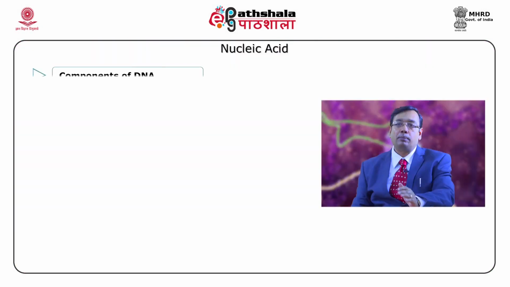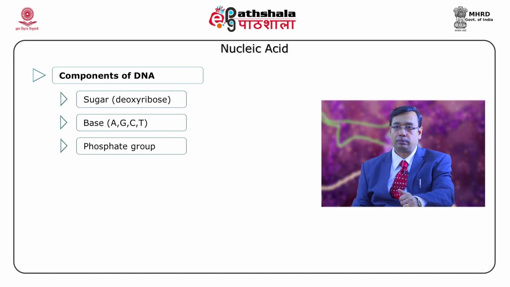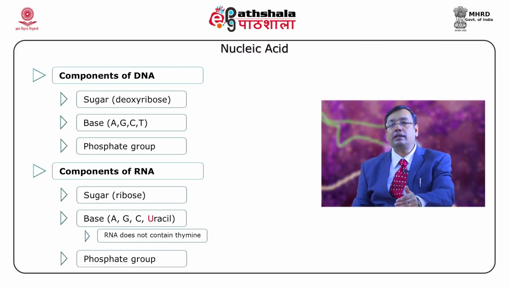Now come to the nucleic acid sequences. Nucleic acid is the component of DNA, which has the deoxyribose sugar, the bases, which can be adenine, guanine, cytosine and thymine, and the phosphate groups. The component of RNA is similar, but it has a ribose sugar instead of deoxyribose, and instead of thymine it has uracil, and RNA also has the phosphate group. So basically, the nucleic acids have all the same components, except that the differences between DNA and RNA are the ribose sugar as well as uracil instead of thymine.